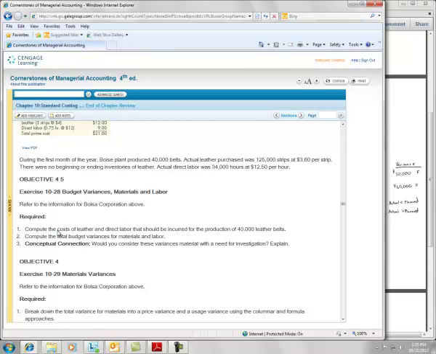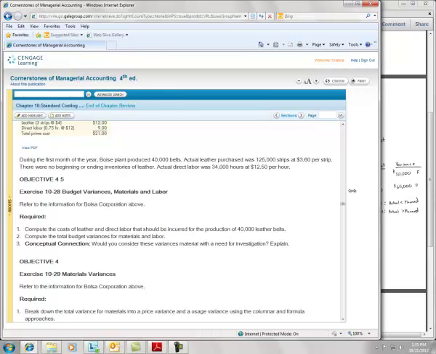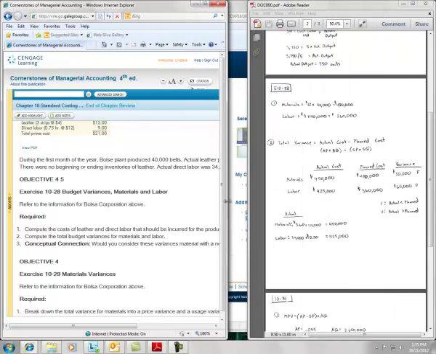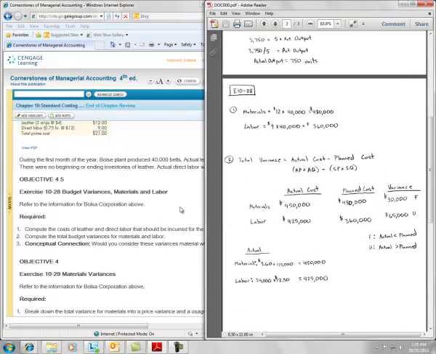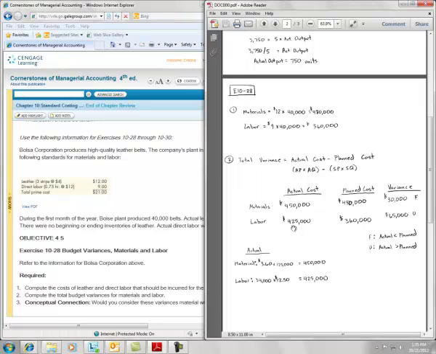So if we take a look and see what the problem is actually asking us for, first up, we're going to compute the cost of leather and direct labor that should be incurred for the production of the 40,000 leather belts. So we can take a look here at the solution, start moving through these.